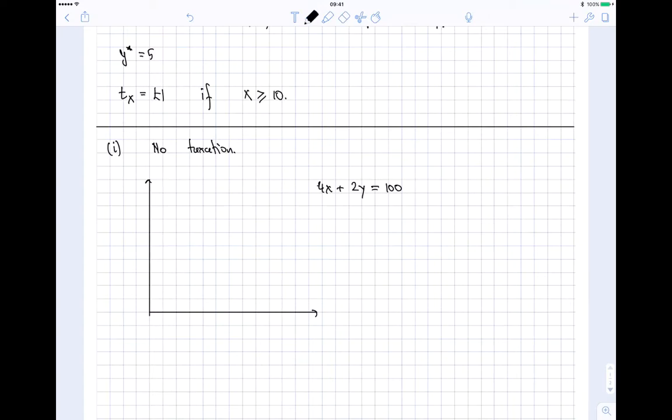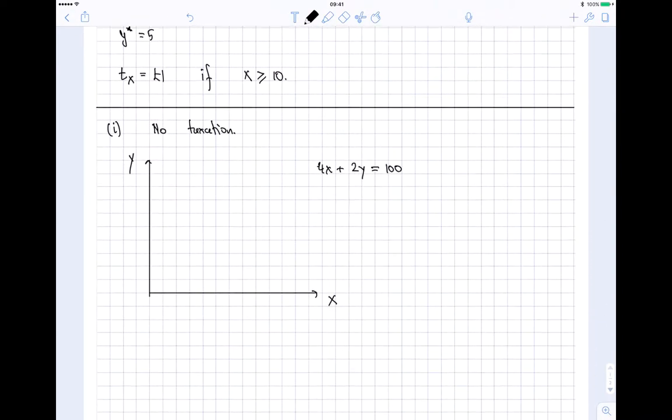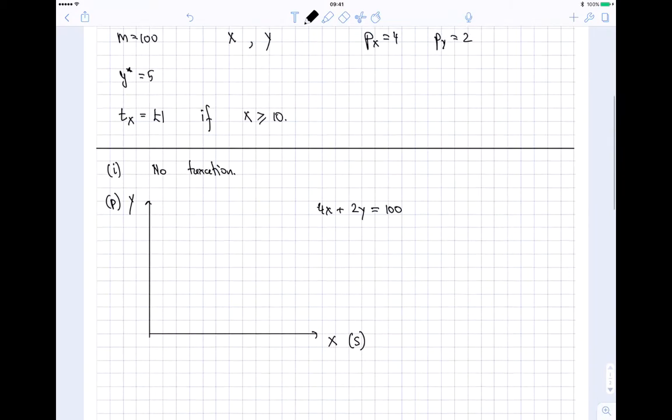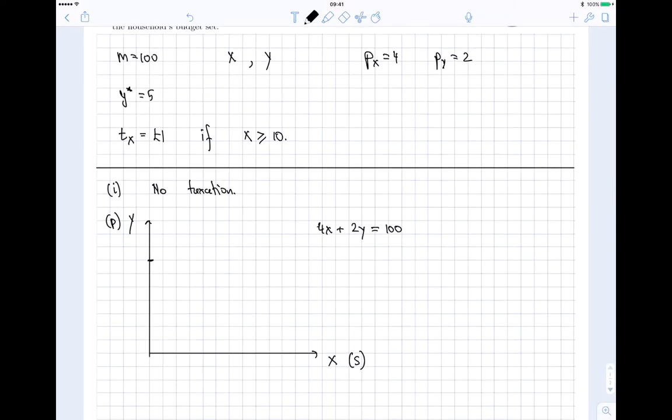James, how would you quickly find the intercept? Let's say this is the X, this is the Y. X we said was sausages, and Y as we said is potatoes. Put X equal to naught, or the way I like to think about it is, if I spend all my income on Y, then this is going to be 100 divided by 2. If I spend all my income on X, this is going to be 100 divided by 4, right? So it's going to look something like this, okay?